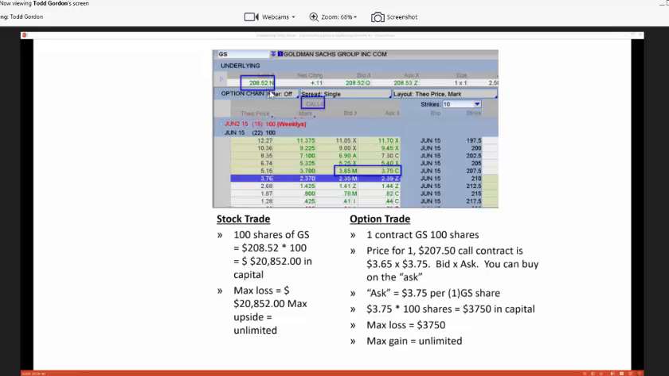Okay, so just buying a call option. This is why buying calls scares me. You buy Goldman, it's at $208.50. So let's buy some in-the-money calls, 207.50 calls, trading for about $3.70. If you buy 100 shares, it's going to cost you about 20 grand. If you buy 1 option contract, it's going to cost you about 3,700 bucks, obviously a bigger savings.